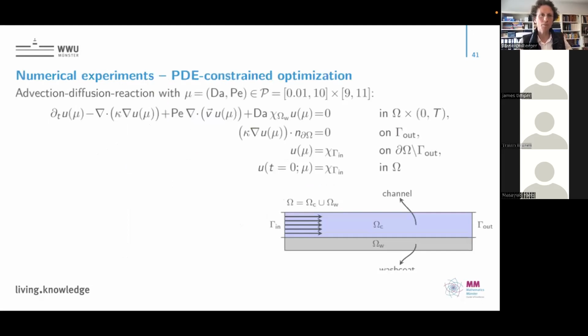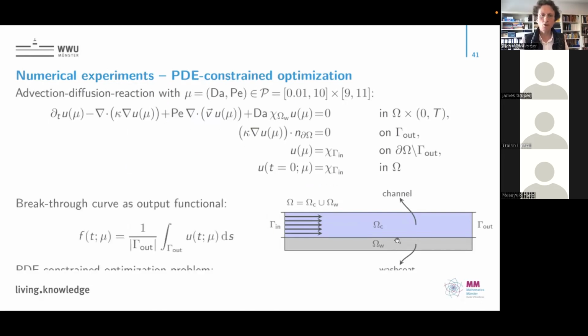And this is now used in a problem that is related to these catalytic filter problems. So you have here this flow in a channel and then reaction in this washcoat. You minimize an output functional, which measures how much pollutant you have in the outflow here. And the parameters in this experiment are the physical parameters: the Péclet number, so the impact of the speed of the velocity, and the Damköhler number, which is the strength of the reaction term.